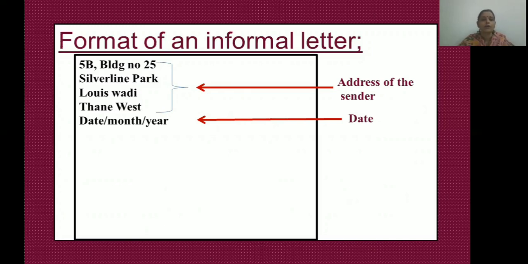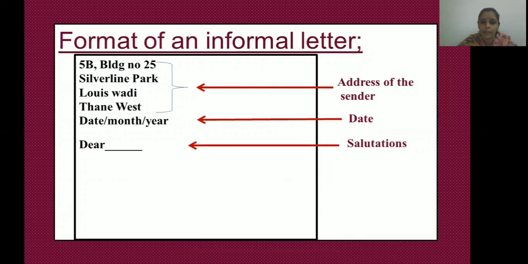After that, I'm going to leave a line and then write the salutation. That means you're going to address the person to whom you're writing the letter. Dear grandfather, dear grandmother, or dear your friend's name, dear Ram, dear Sham, whomever you're writing the letter to, that person you will be addressing over here. So you're going to write dear, the name of that person. This is called the salutation.